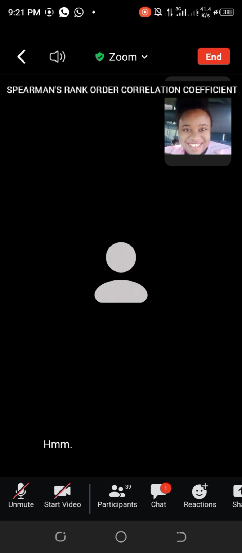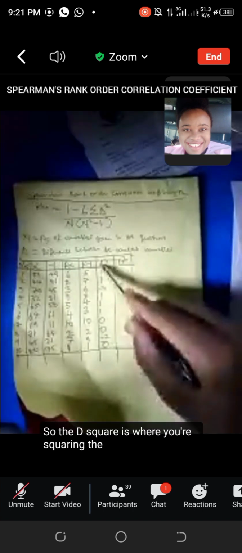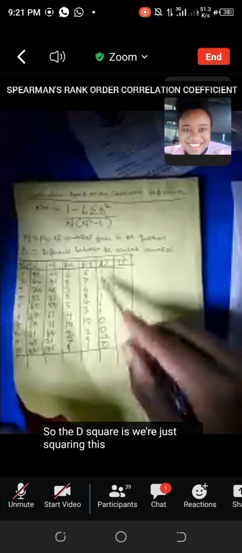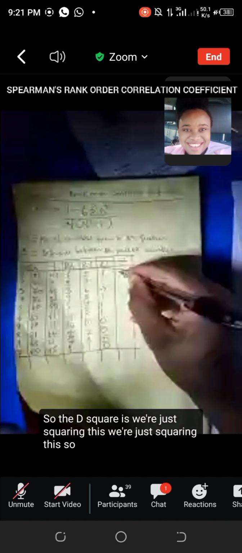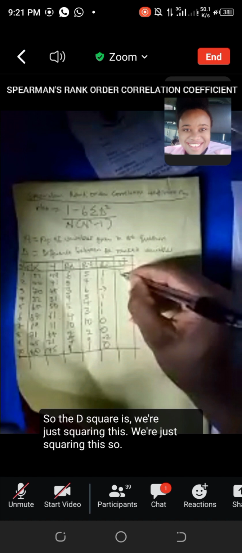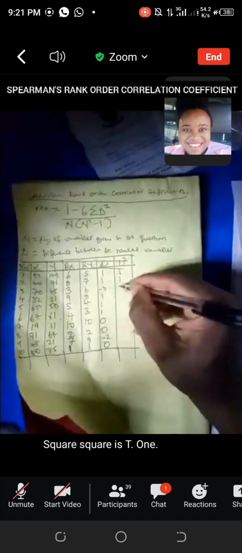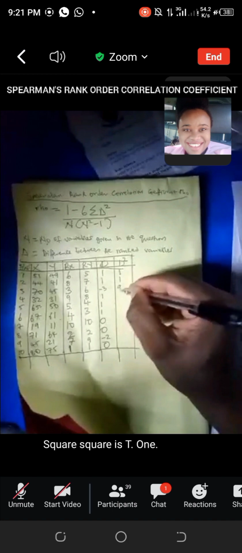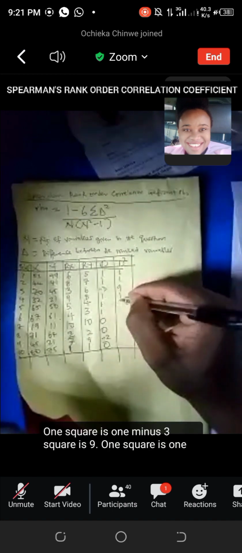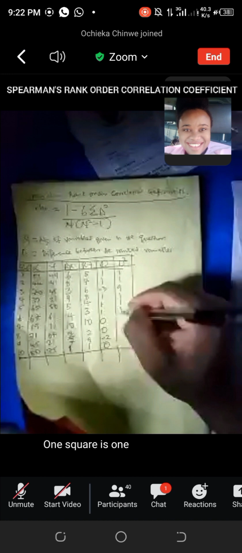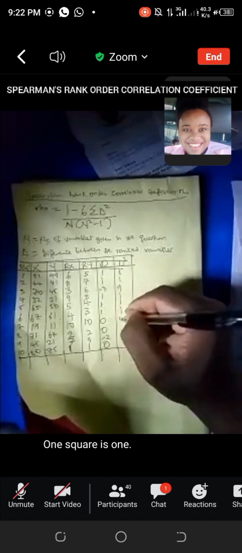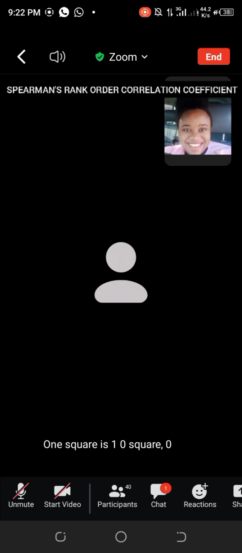Then we'll now find the last value, D square. So for D square, we are just squaring these. 1 square is 1. Minus 3 square is 9. 1 square is 1. 1 square is 1. 1 square is 1. 0 square is 0. 0. The minus 2 square.